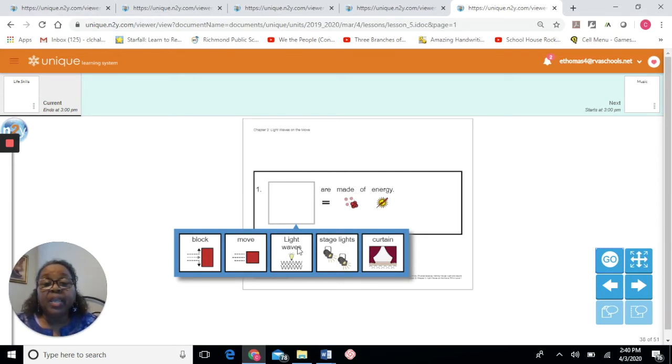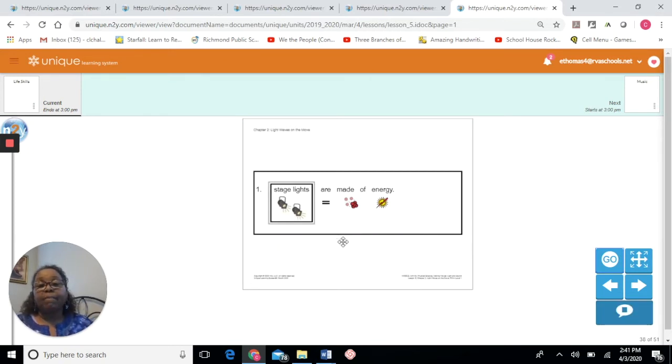So let's see. Blank are made of energy. The choices are block, move, light waves, stage lights, curtain. Now, if we click the correct answer, we should get a green trim around the box. If we click the wrong answer, we'll get a red trim around the box. Let's say, for instance, if we chose stage lights. That's the wrong answer. The box around that is red.